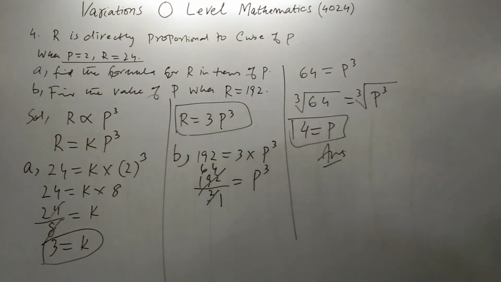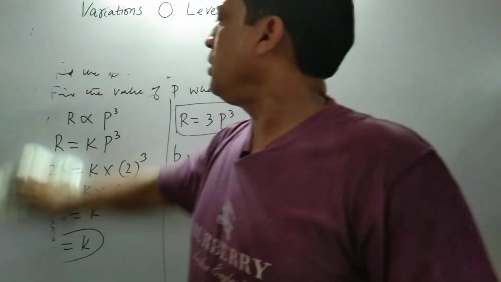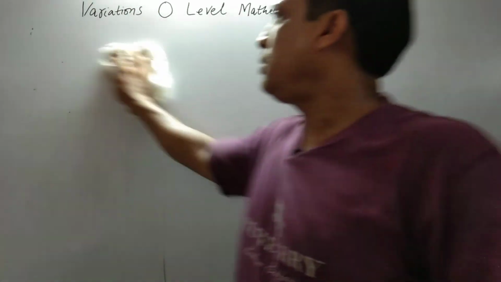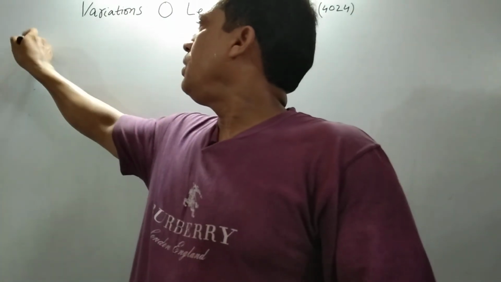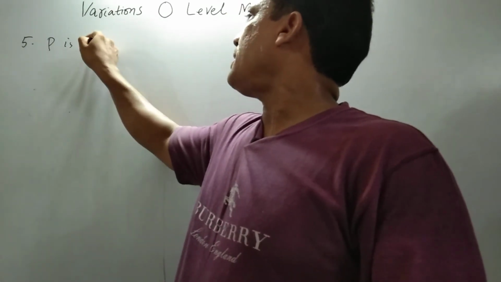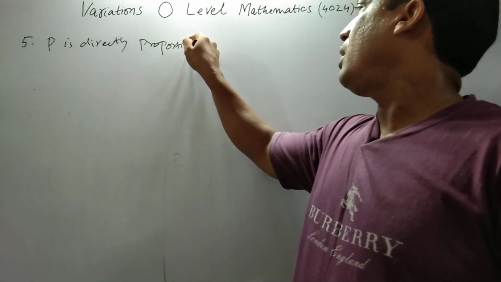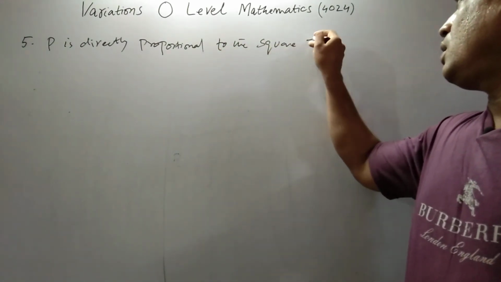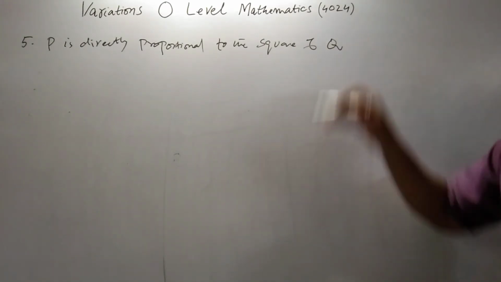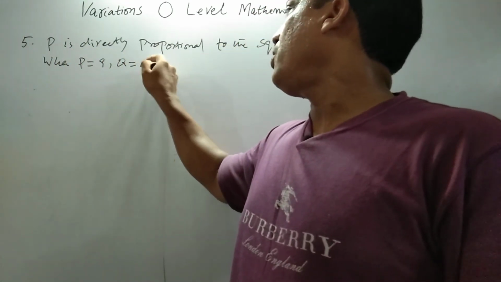See question number 5. Question number 5 is: P is directly proportional to the square of Q. When P is 9, Q is 6.